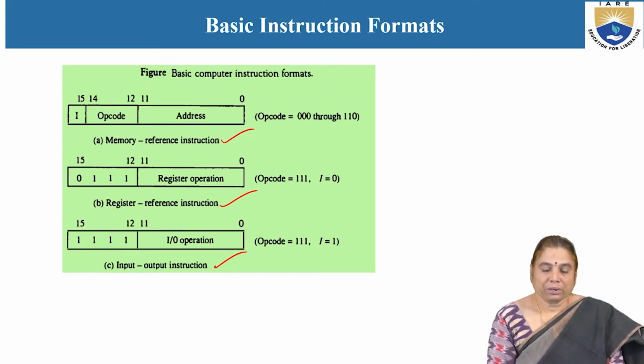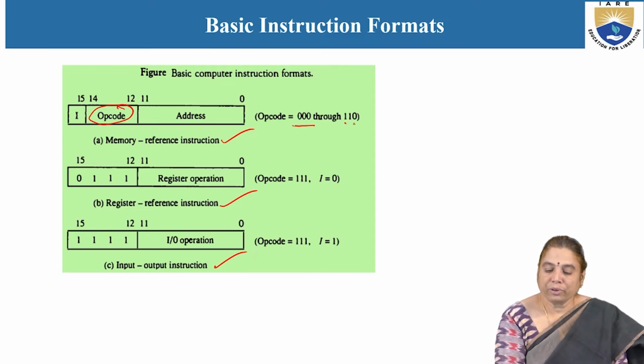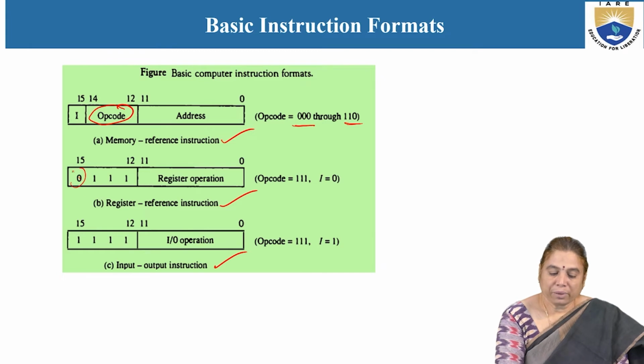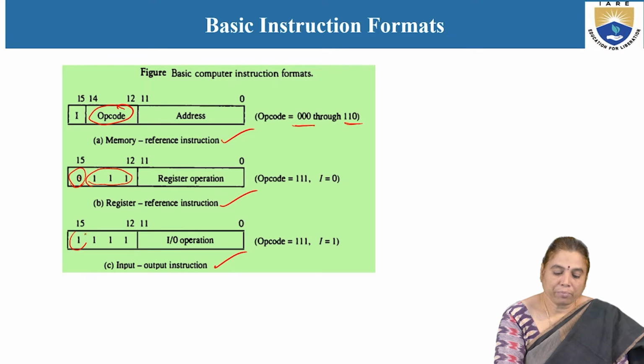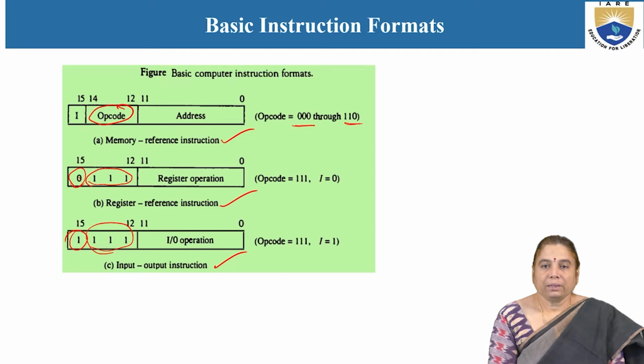Memory reference instruction means the opcode value ranges from 000 to 110. In case of register reference instruction, the I value is 0 and the opcode is 111. Those instructions are the register reference instructions. The third category is input-output instructions. In this case, the I value is 1 and the opcode is 111. So these are the 3 types of instructions.